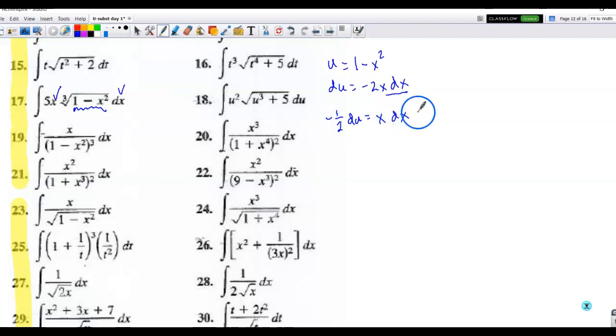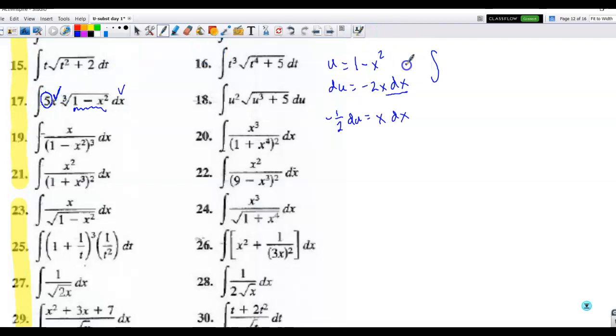And now I'm going to start replacing. So my new integral, my simplified integral, in place of the x dx, I'm going to substitute. I'm going to pull the negative 1/2 up front, but remember, there's already a 5 coefficient that I can also pull out front with that.